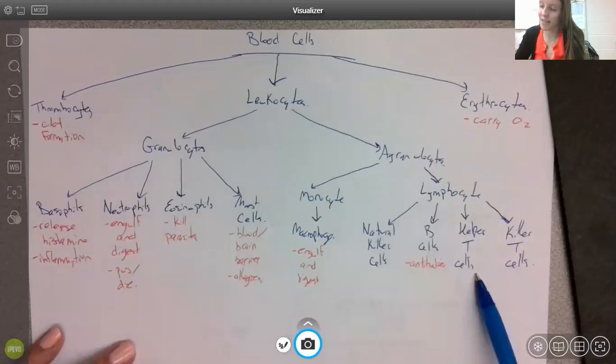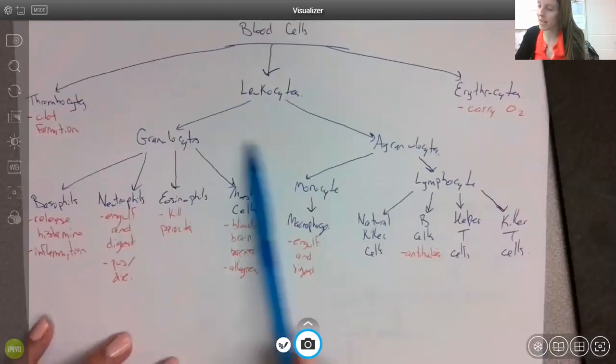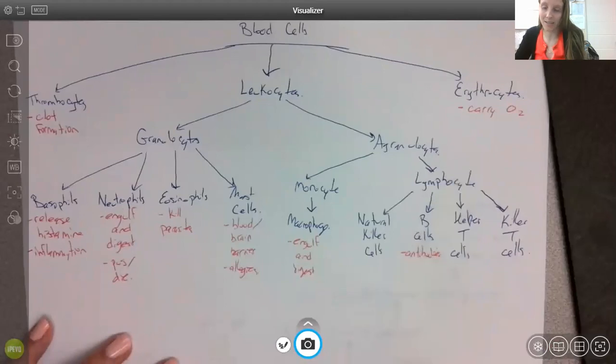And in the next lesson, we are going to be going over all of these different types of leukocytes in more detail, which is why I haven't really bothered to describe these very much. We're going to get into that more in the next lesson.